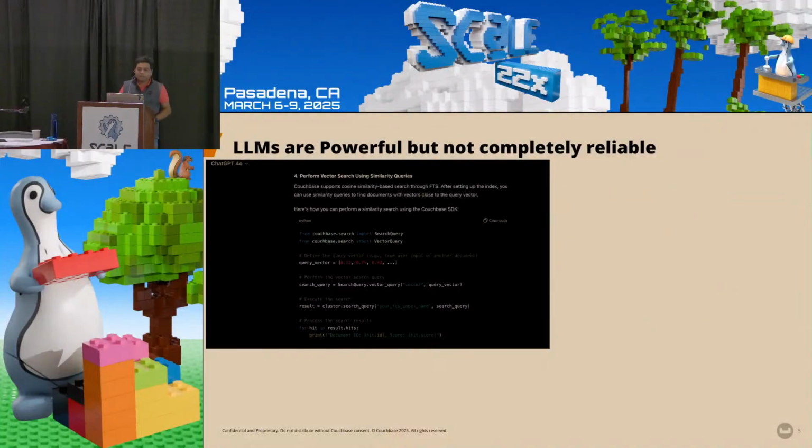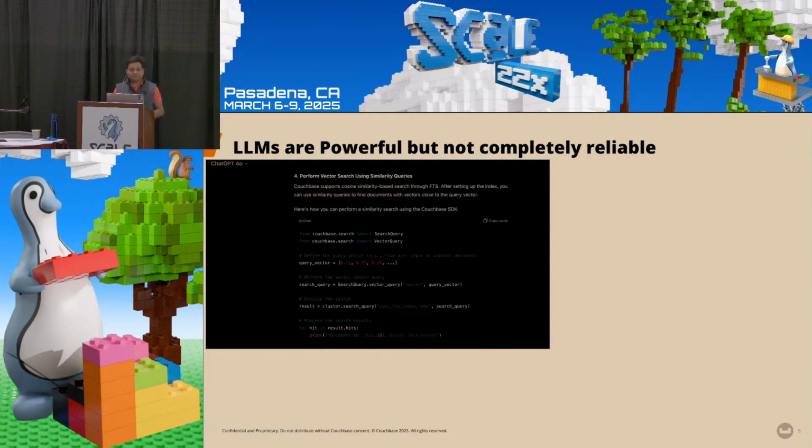So just a small motivation for using RAG. LLMs are quite powerful, but not completely reliable. For example, this is something that I tried with ChatGPT. I asked it to perform vector search with the Couchbase SDK, and I got some code that looks quite right, but it's not completely right. And these are problems that are really hard to debug.